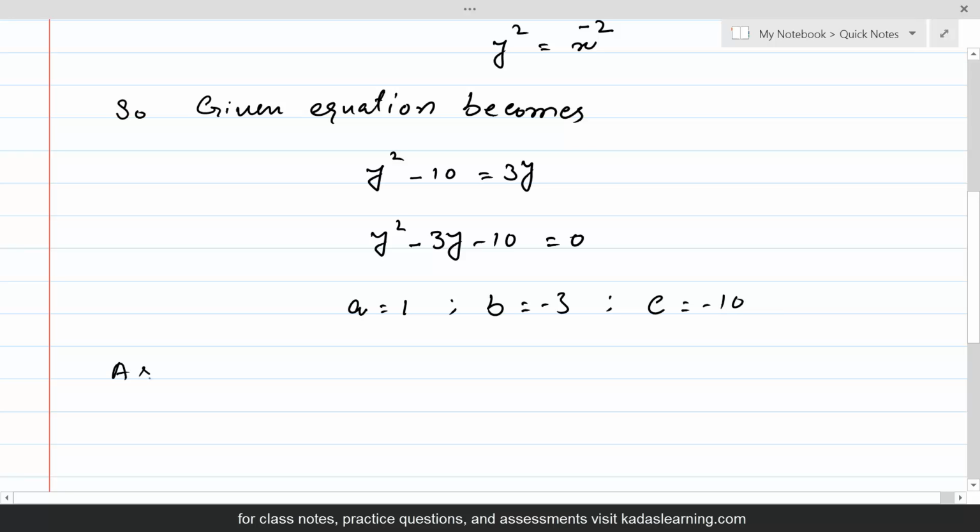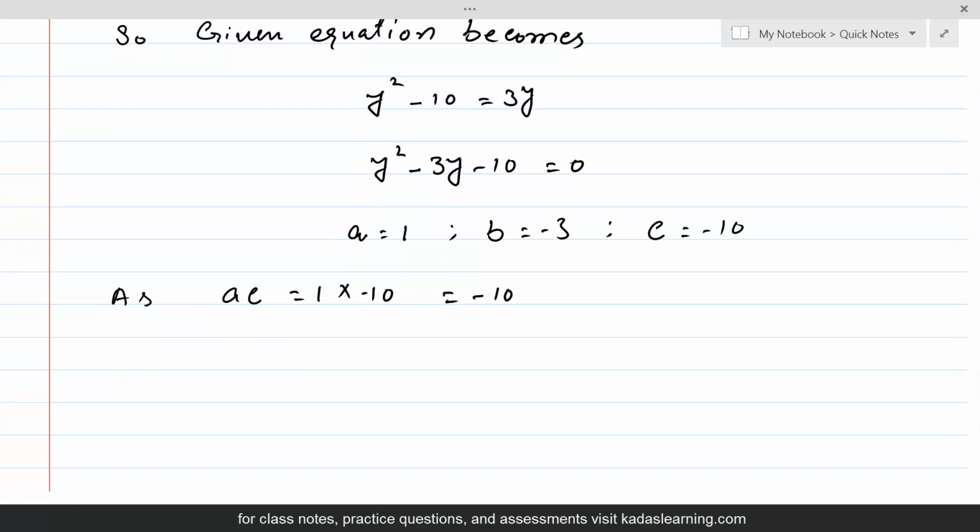As ac is equal to 1 times minus 10, which is equal to minus 10, if ac is a negative number, then we find two such factors of 10 whose difference is equal to 3. And obviously 10 has factors 1 and 10. It also has factors 2 and 5. We can take 2 and 5 because their difference is equal to 3, but we cannot take 1 and 10 because their difference is not equal to 3.